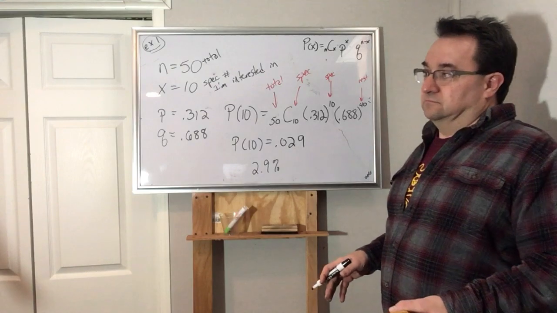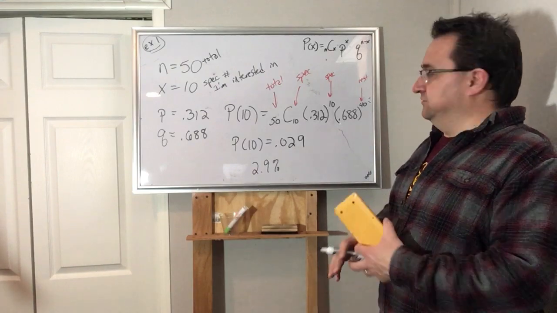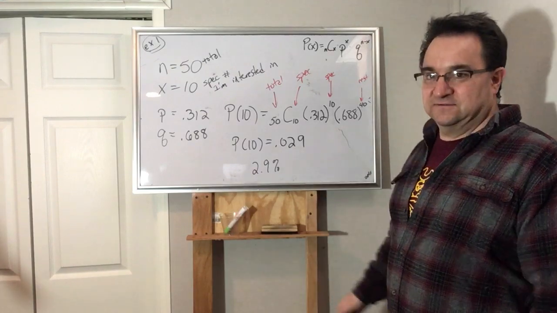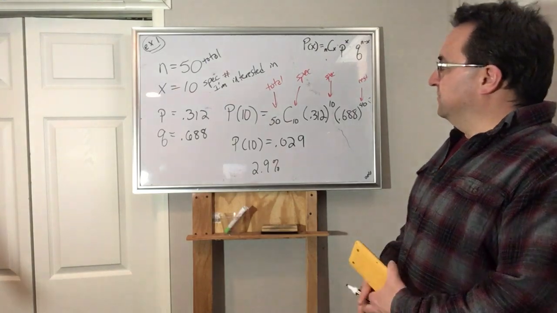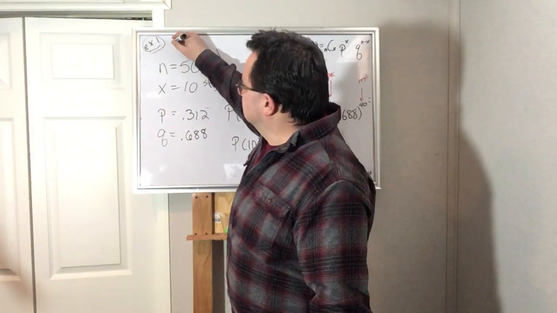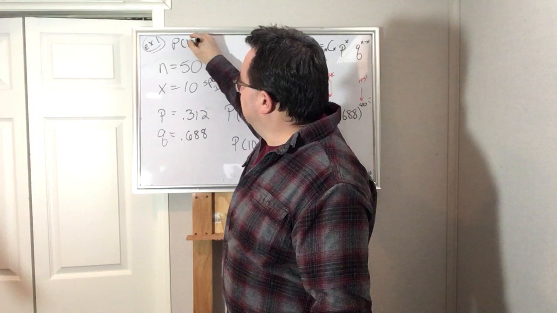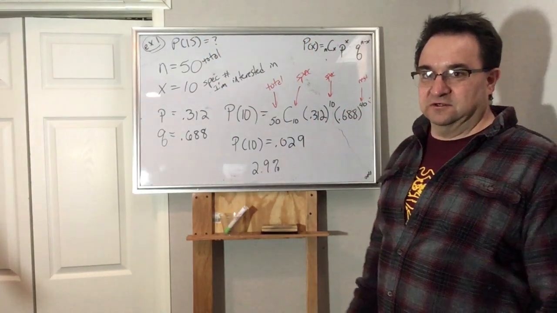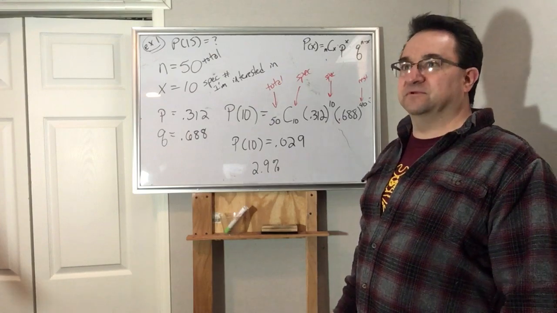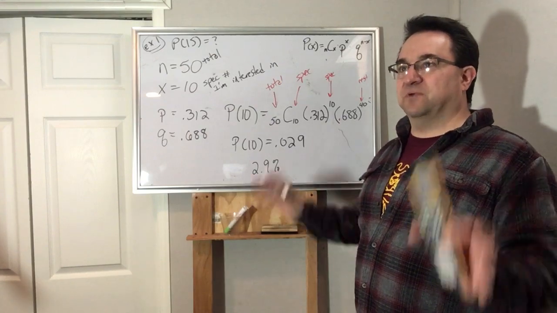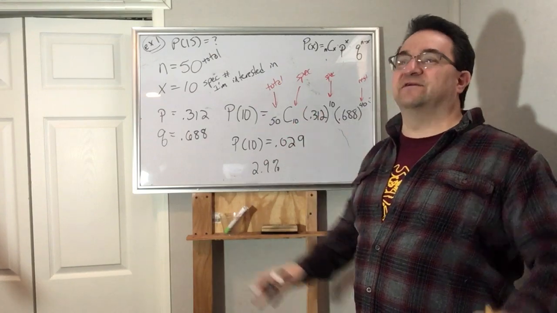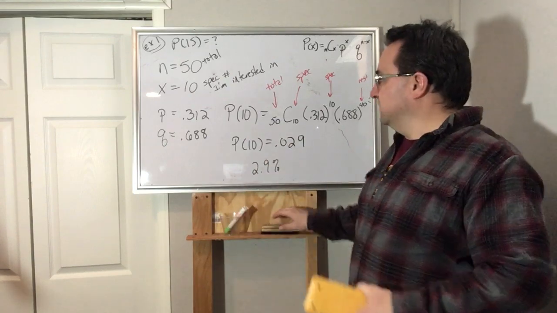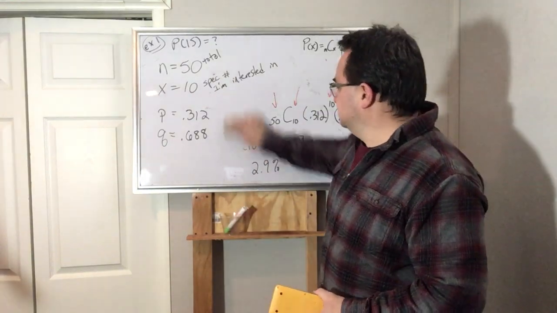Well, what if I asked it a little differently? Let's take the same case, but now let's say, what's the probability that 15 people said that blue is their favorite color? So instead of 10 people said blue is their favorite, what's the probability that out of 50, 15 of them, so more of them like blue? How does that change the problem?